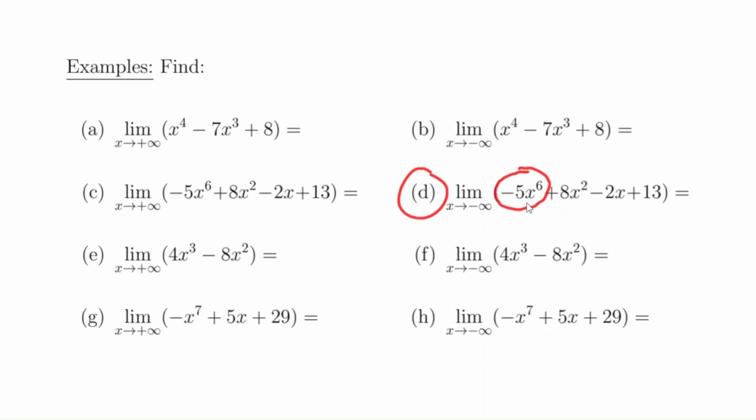It's the term with the highest degree. So we can ignore these other ones. What's the limit as x approaches negative infinity of this? Well, one way to think about it would be in terms of its graph. What does the graph look like?